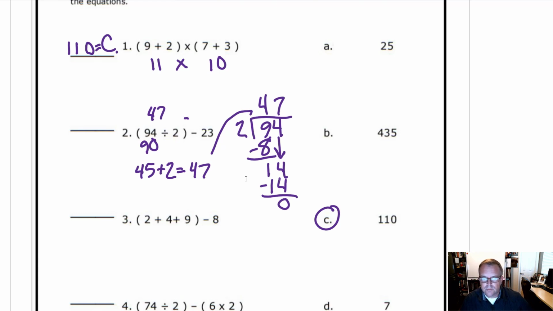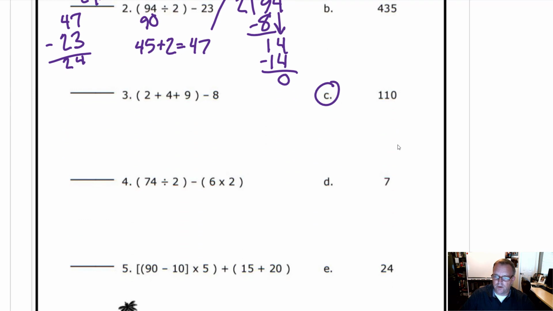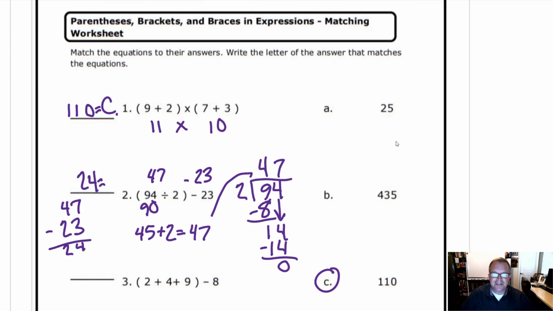Well, what do I have to do now? Subtract 23. All right, so let's rewrite that problem. I hear Maggie trying to bust in my office here. Maggie, I hear you. 47 minus 23. 7 minus 3 equals 4, and 4 minus 2 equals 2, so my answer would be 24. Which letter is that? Do we have a 24 over here? Oh, good. I was worried for a second. Okay, so it's letter E.